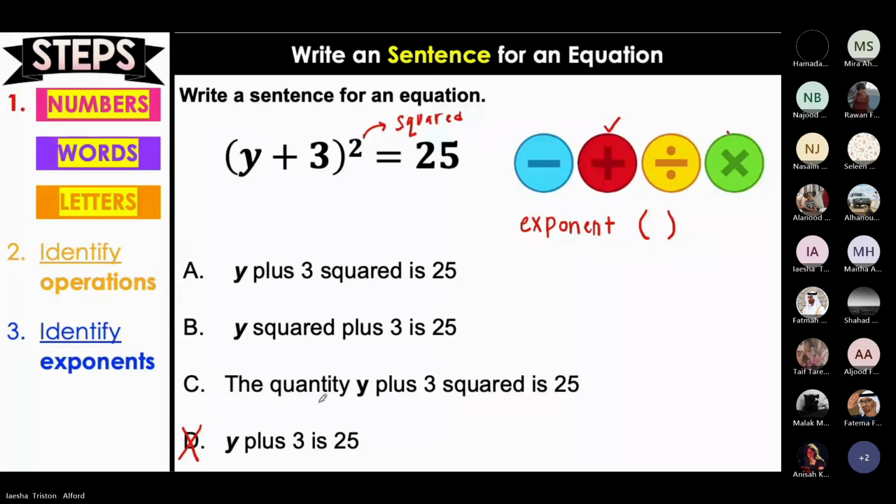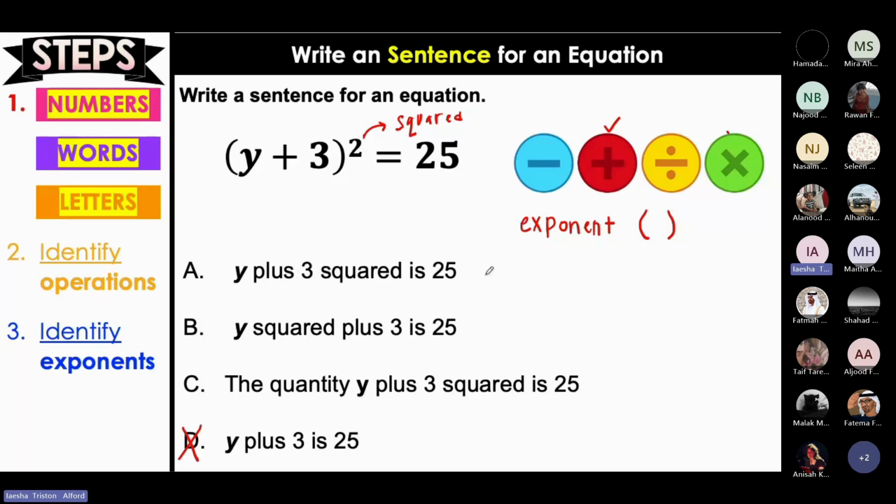Why? They have squared, they have equal, plus. Good. Tell me one of them that's not right. A. Yes. Okay. How do we know A is not correct? It's missing what? They don't have parentheses. Good. We don't have parentheses.